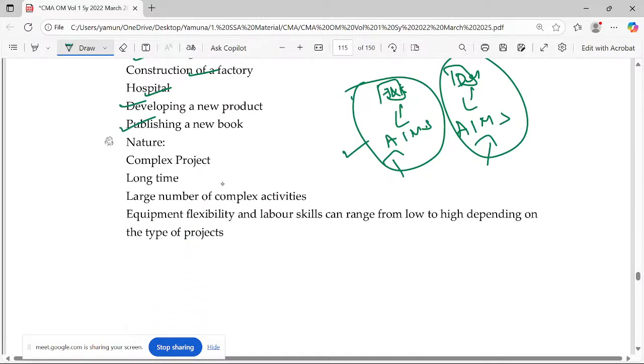Okay. Then the nature is very complex and it takes a long time, probably 3 years or 4 years or something like that. Complex activity will be involved. Equipment flexibility should be there. Yeah, please highlight this one. Equipment flexibility should be there. It should not be of standard type. And labor skills can range from low to high: highly skilled, semi-skilled, low skilled labor, depending on the type of products. Okay, so that's about the five types.